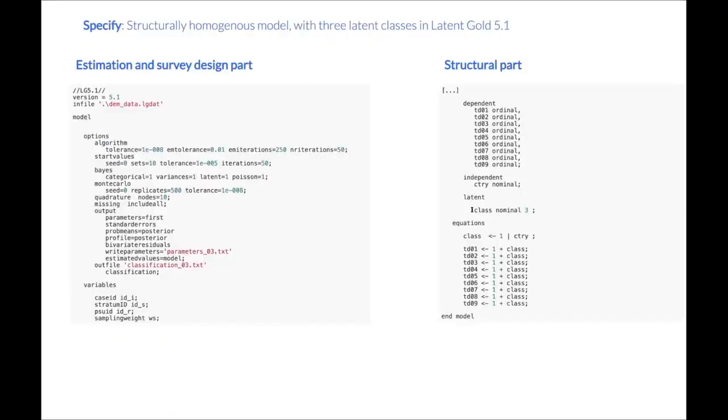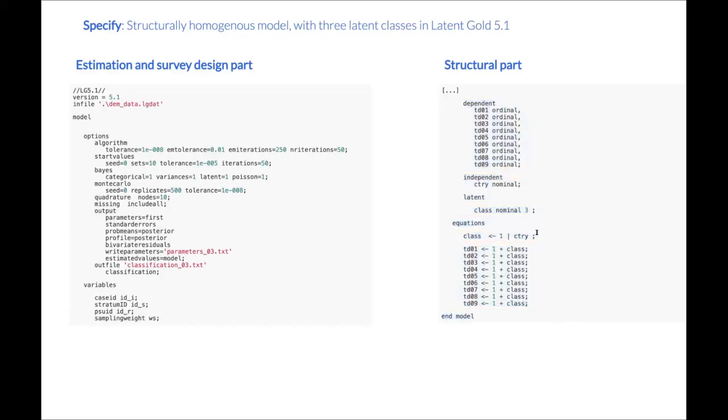So this is just an example of how these models can be fit and specified in two different software. One of them is Latent Gold. The first part is the settings that you could use to include the survey weights within the estimation. And then the second window is the structural part.